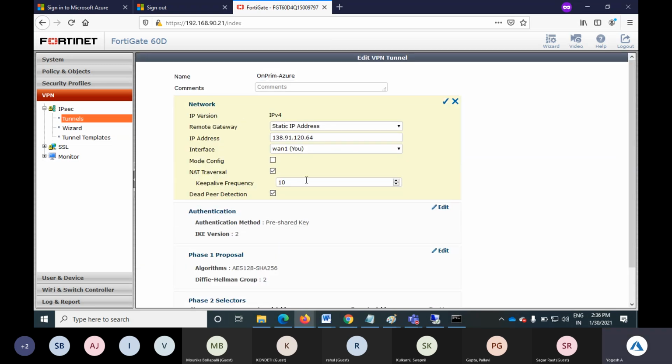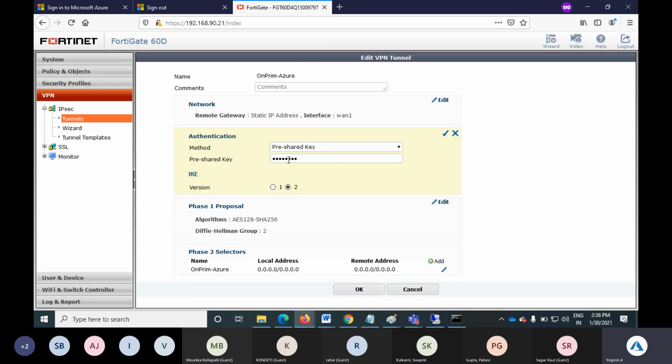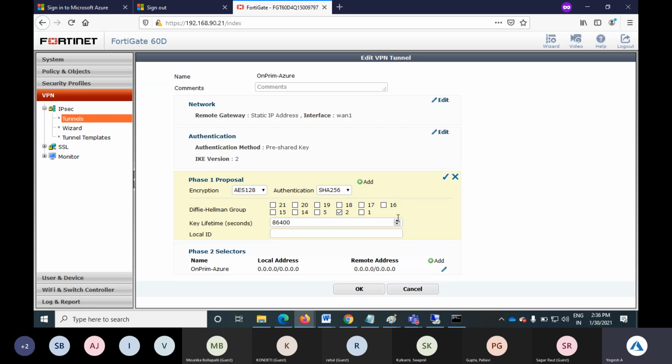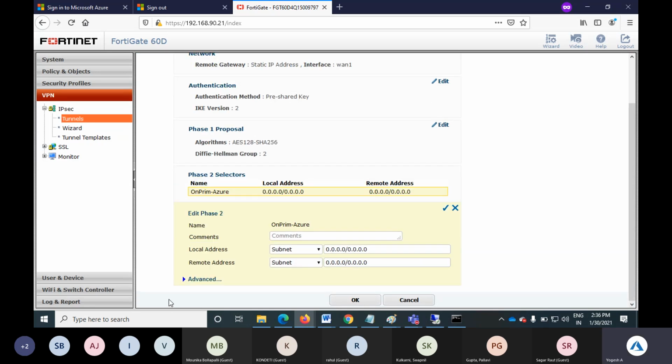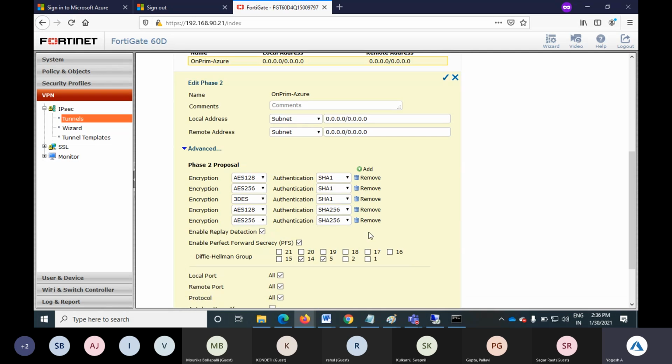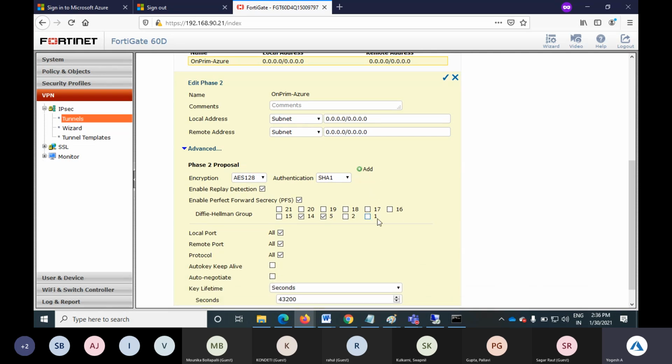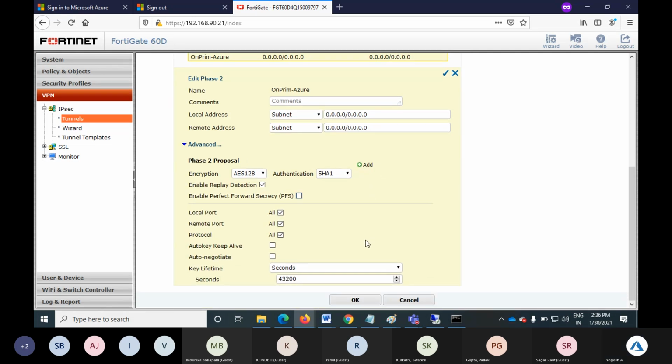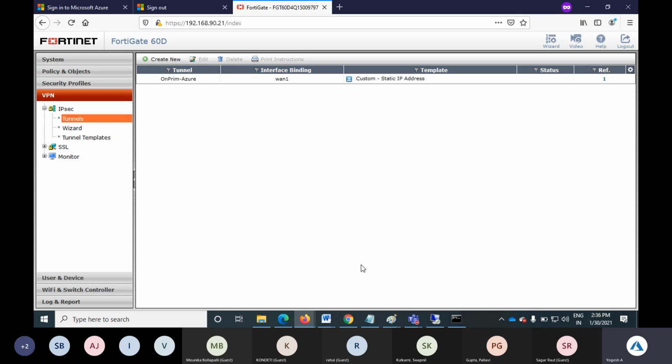So these are the network settings we have configured. This is the authentication mechanism we have configured with IKE version 2. Then this is phase 1 with the required encryption level. Then under phase 2 also we need to provide the same encryption level, with the default options.